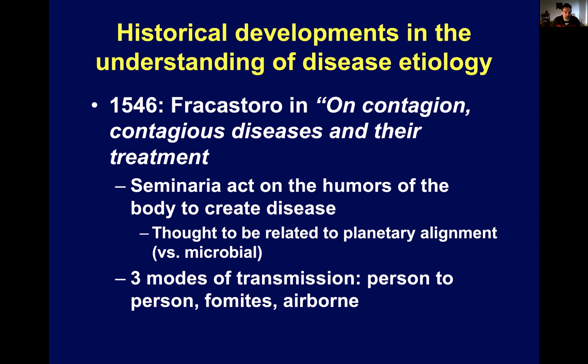And he went on to also posit that there would be 3 modes of transmission of these seminaria: person to person, fomites, and airborne. Fomites being inanimate objects on which the seeds, in his case, or actual microbes could be conveyed from a source to a susceptible individual who could become infected. So these were pretty important conceptual developments in the 1500s.